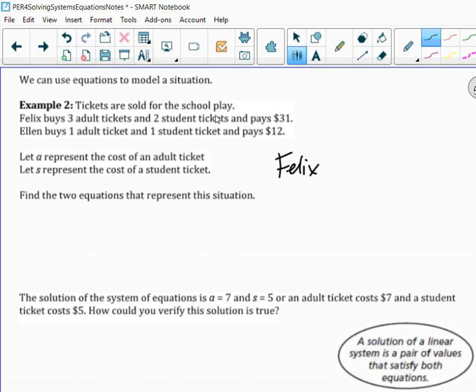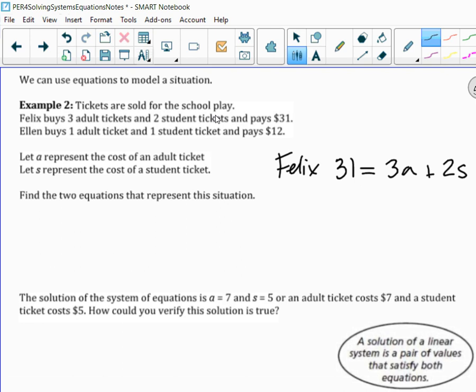$31. Okay, 31. Equals, yeah, because he paid $31 for so many adults and so many students. So, yeah, 3 adult tickets plus 2 student tickets. Does everybody see, like for instance, if the adult tickets cost $5, and I'm just making this up, I have no idea if it costs $5, I would take 3, because he bought 3 adult tickets, times it by 5. That means Felix paid $15 for adult tickets. And then the remainder would be whatever the student tickets are, yes?